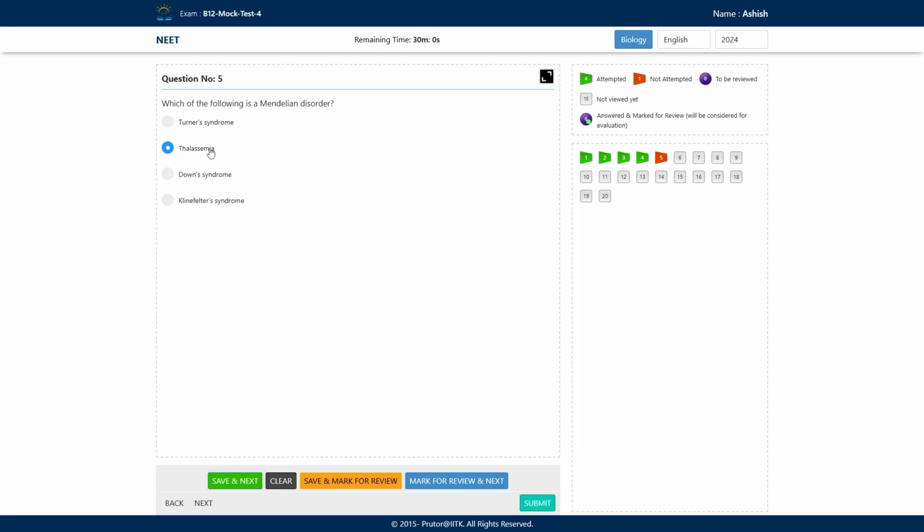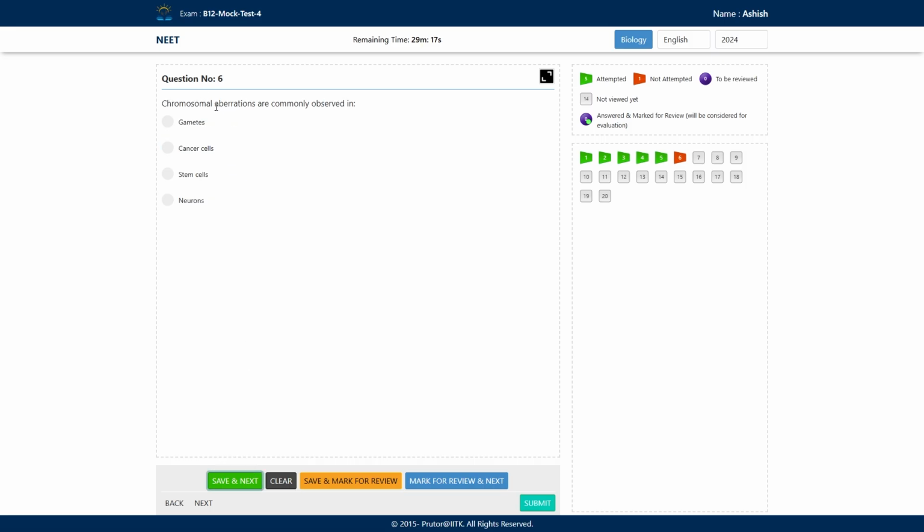Here option number B, thalassemia, is the correct answer. Thalassemia is a quantitative disorder where a lesser amount of hemoglobin is produced. Basically, a lesser amount of beta globin chain is produced. This is due to mutation in genes such as HBA1 and HBA2 or HBB, depending on the type of thalassemia. There are two types of thalassemia, alpha thalassemia and beta thalassemia. In alpha thalassemia, alpha globin chains are affected. In beta thalassemia, there is a reduced synthesis of beta globin chains.